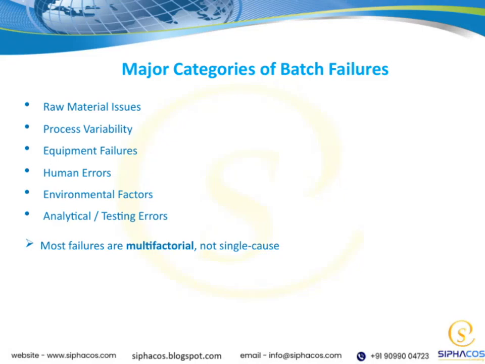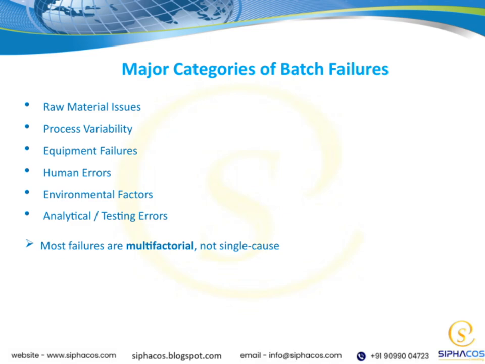Now, let's take a closer look at the major categories of batch failures. First, we have raw material issues. These can include problems like contamination, variability, or incorrect specifications, which can all directly impact the quality of the final product. Next, process variability plays a big role. Things like fluctuations in temperature, pH, or mixing times that can cause inconsistencies during production. Equipment failures are another critical factor. Malfunctioning or poorly maintained machinery can halt processes or lead to defects.